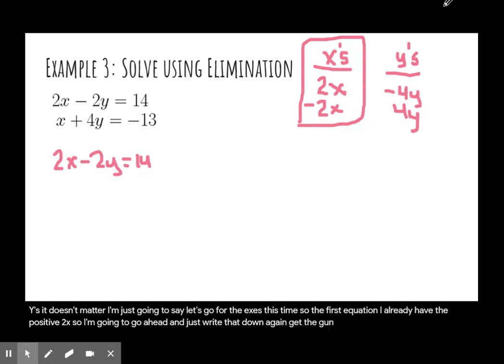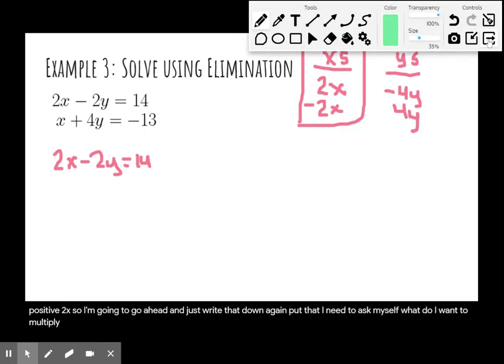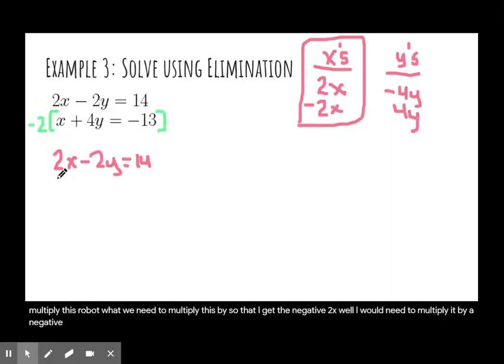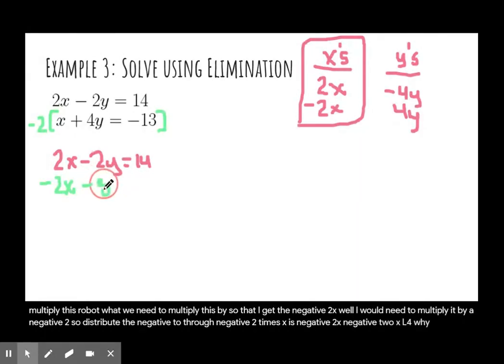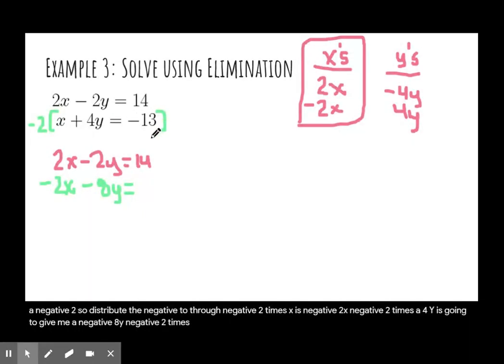Okay, but then I need to ask myself, what do I want to multiply this row by? What do I need to multiply this by so that I get the negative 2x? Well, I would need to multiply it by a negative 2. So distribute the negative 2 through. Negative 2 times x is negative 2x. Negative 2 times a 4y is going to give me a negative 8y. Negative 2 times negative 13 is going to be 26.